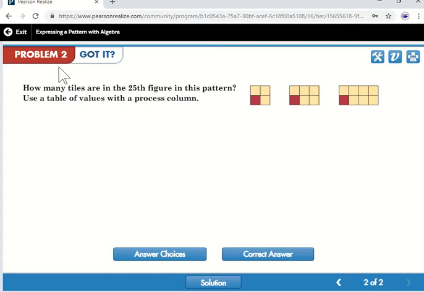I'm looking back at the directions. It doesn't say how many yellow tiles or how many red. It just says how many tiles. So both yellow and red together, I guess. In the 25th figure, use a table of values with a process column.